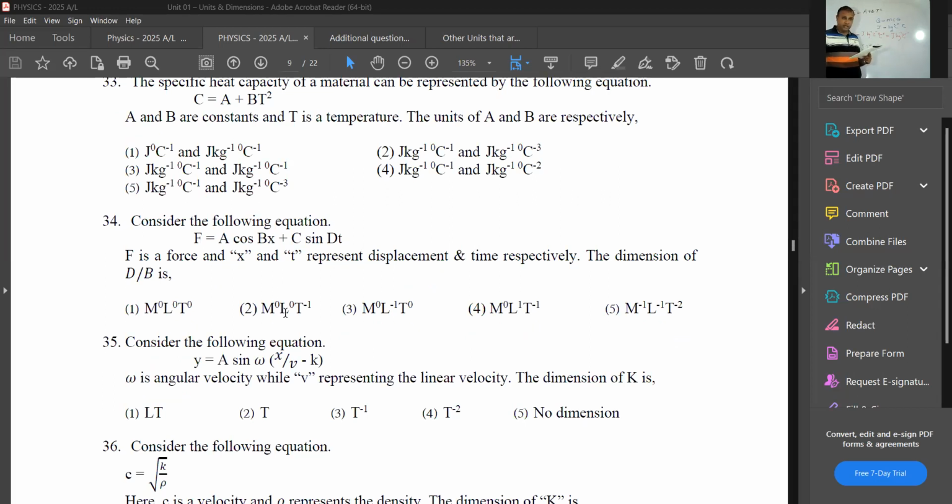Consider the following equation. This is our last factor. F is a force, X and T represent displacement and time respectively. The dimension of D over B. You can use your mind and take the answer. You don't want to write anything, any pencil sketch in your book, okay?